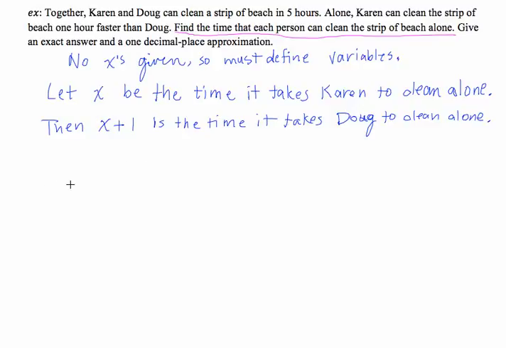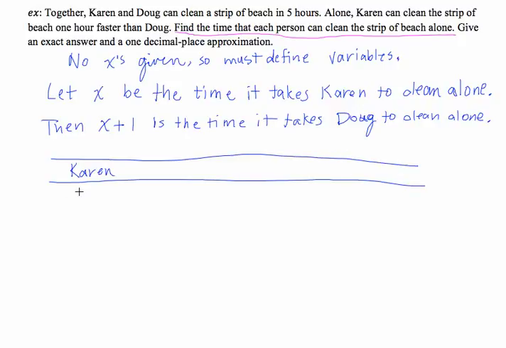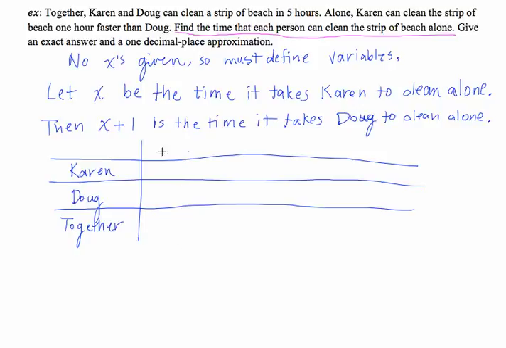So there's three things on the horizontal that we should put, and that is their individual times. So we have Karen and Doug, and then the time that it takes for them to clean together, because that's also mentioned. It says together Karen and Doug can clean a strip of beach in that much time. So those are all important pieces of information. Now over here on this side we'll put the times it takes. So here let's put total time to complete job.